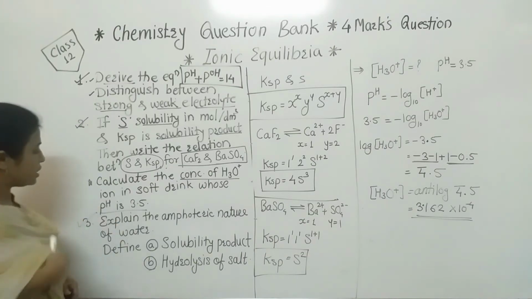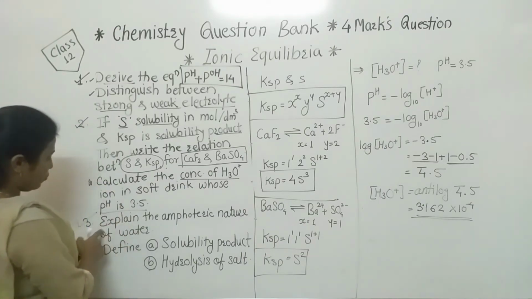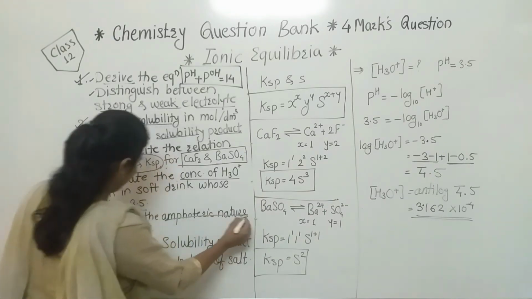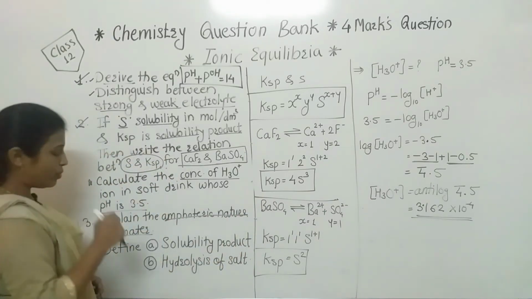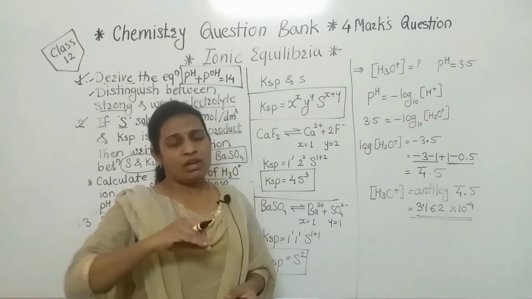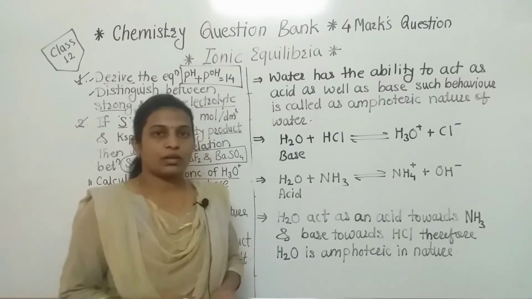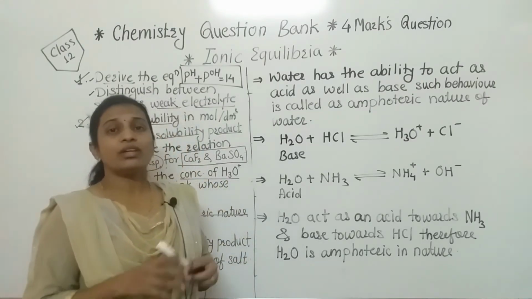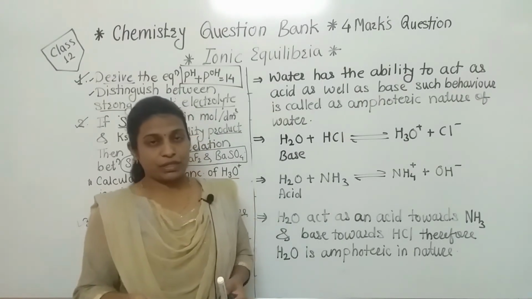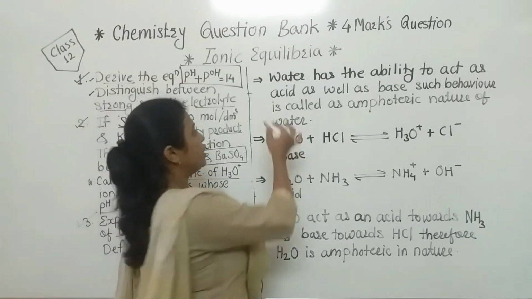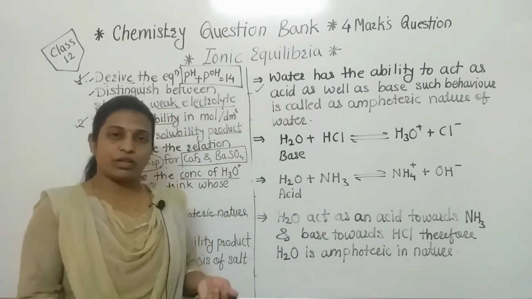Now we are going to discuss the third question from that one, that is the first one: Explain the amphoteric nature of water. This is for 2 marks. Here you will find the written answer, but I will simply explain it to you. The amphoteric nature of water is nothing but that water acts as an acid as well as a base, and that behavior is the amphoteric nature, and water has that ability.